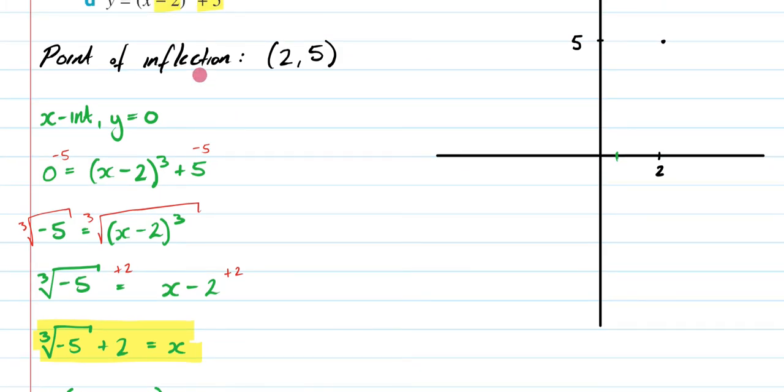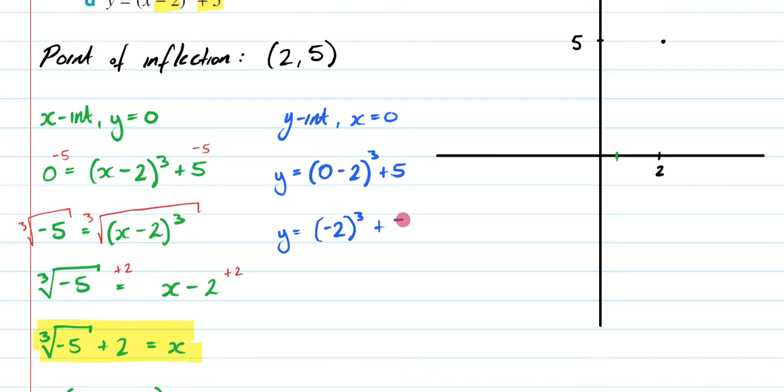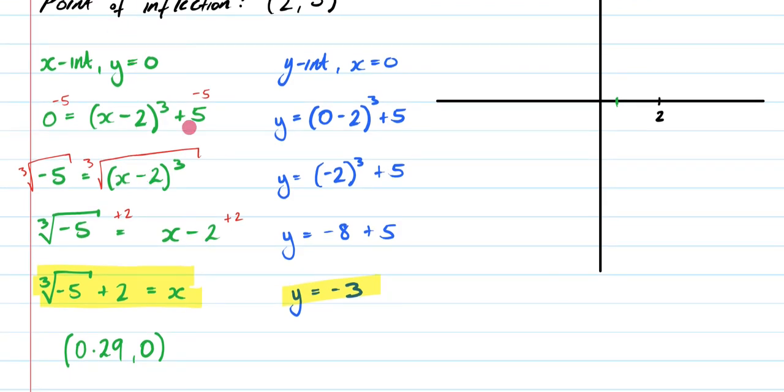The next thing that I'm going to do is find my y-intercept, which is going to occur when my x is equal to 0. So I'm going to wind up with y is equal to (0 minus 2) cubed plus 5. Y equals -2 cubed plus 5. Y is going to be equal to -8 plus 5. Y is going to be equal to -3. So that is what we're after right there. And then from that, we can say that it is going to be 0, -3.